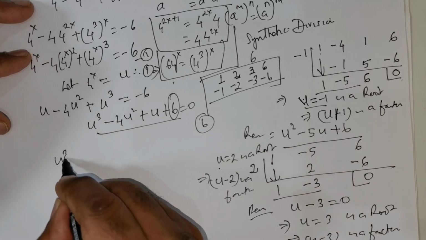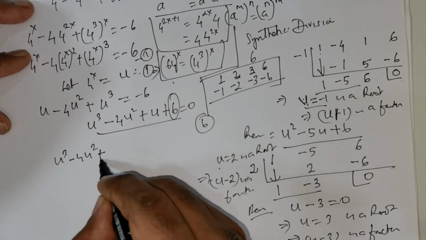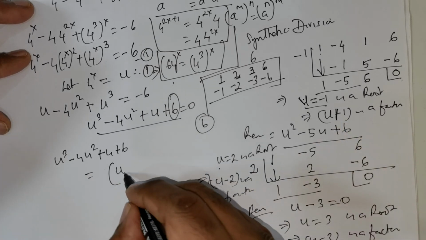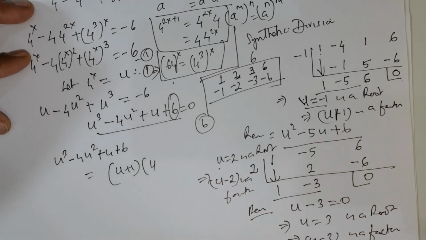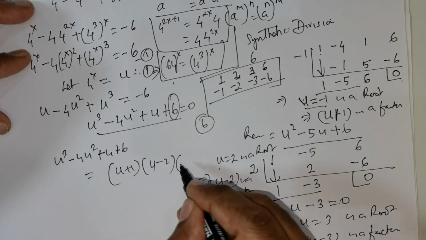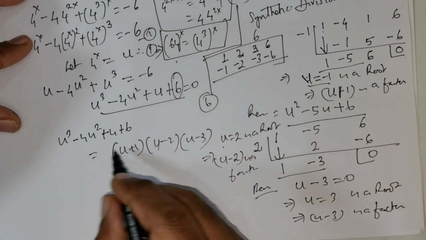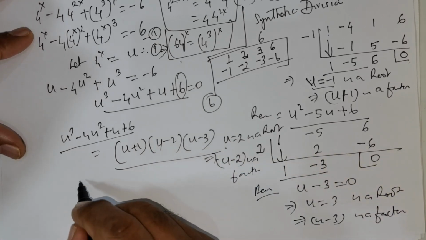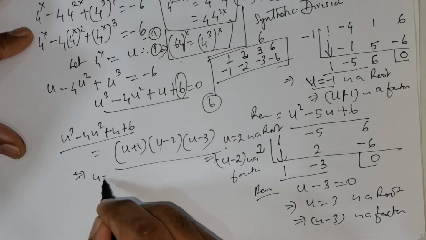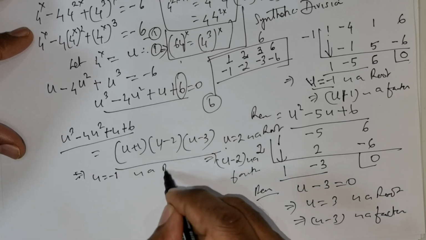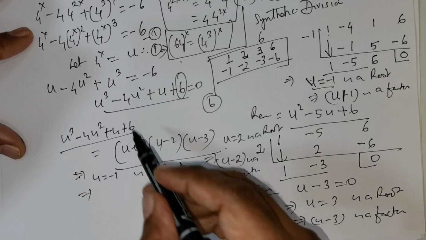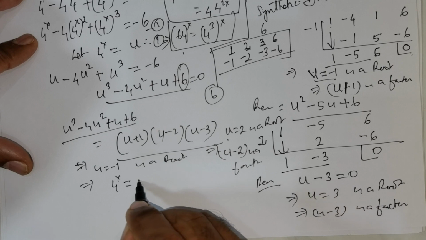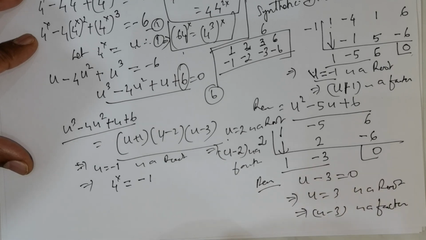Now what have you done? You have taken u cubed, negative 4 times u squared, positive u, positive 6, and have landed up with the factors. U positive 1 is a factor, u negative 2 is a factor, and u negative 3 is a factor. So if they're asking you to write it in factor form, this is the answer. But we need to find the value of x. Now u is equal to negative 1 is a root, and u is equal to 4 raised to the power of x. So 4 raised to the power of x is equal to negative 1. We need to get the value of x.